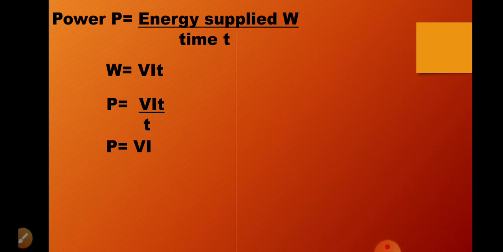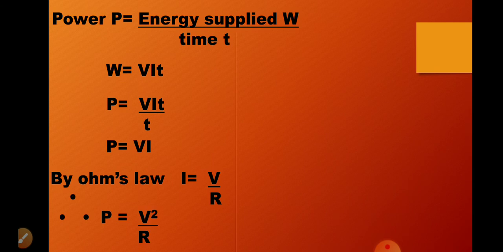If you substitute this value, in place of I substitute V by R, so P equal to V into V by R. V into V means V square, so we are going to get P equal to V square divided by R.